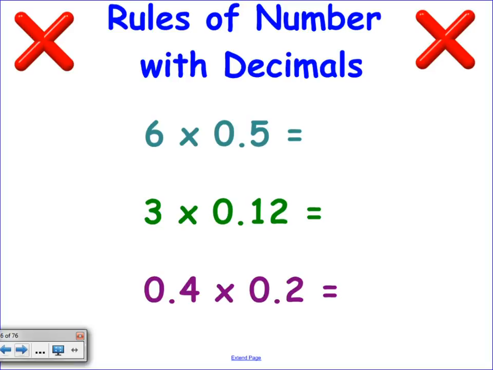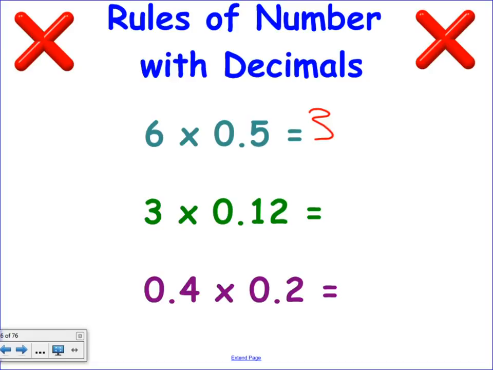Okay, let's do something that we might know then. 6 times a half. We kind of did this last week, didn't we? What's 6 times a half then? If it's 6 times 2, you'd expect it to get bigger. So 6 times a half, you're expecting it to get smaller because it's less than 1. So 6 times a half is 3.